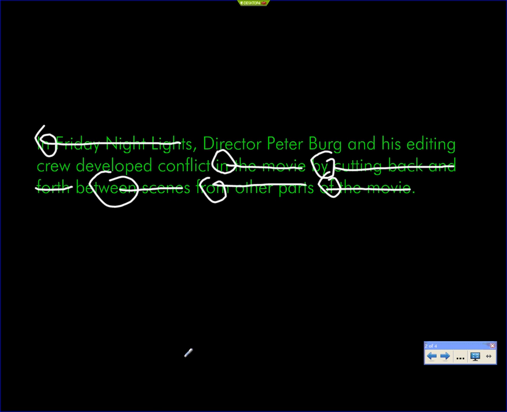Nice job, Cal. Okay, so what Cal's done is exactly what I do that makes this so simple for me. You see that sentence and you think, oh my gosh, look at all that visual noise. I look at it and automatically all those prepositional phrases drop away and I see the core sentence. The core sentence is director Peter Berg and his editing crew developed conflict. The rest is just additional prepositional phrase material to add some detail. That's it. But that's her sentence.